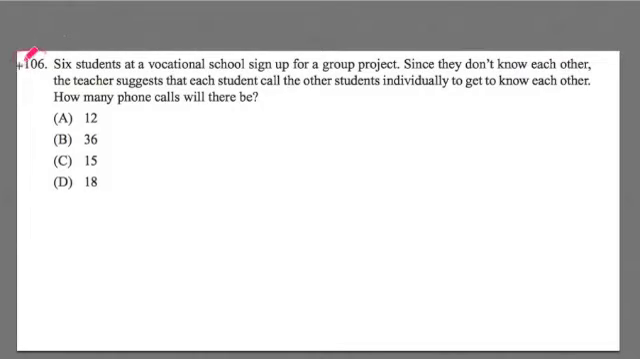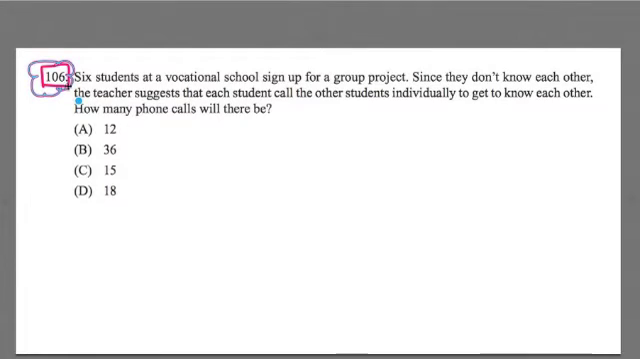Today we're going to work on number 106 on the FTCE General Knowledge Practice Test. This is a great problem to review some core concepts in data analysis, specifically when trying to figure out combinations of things. So, good strategy problem here. I want you to read it over and then we're going to talk about it.